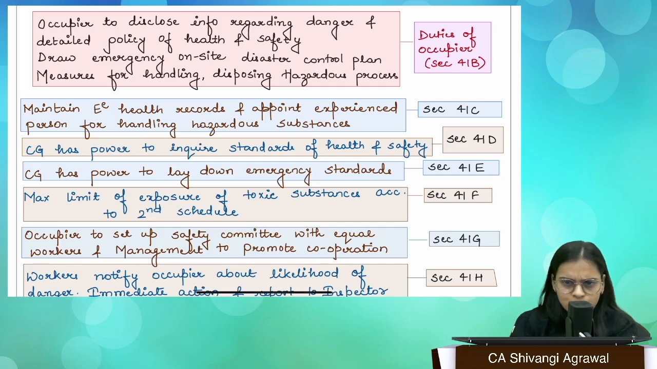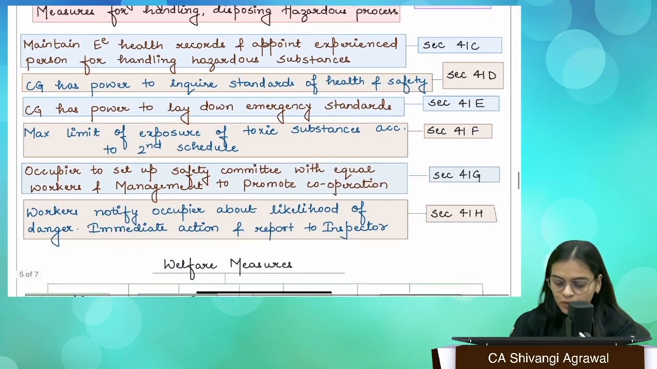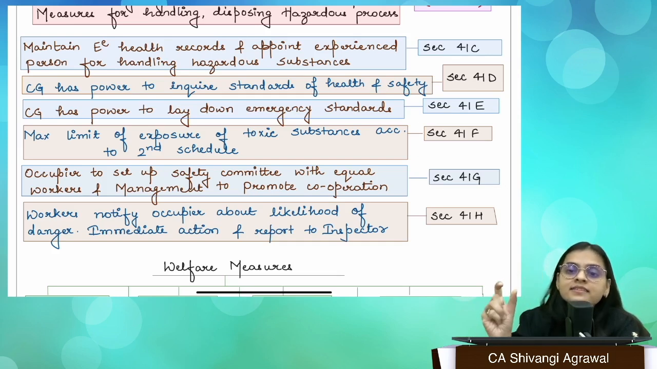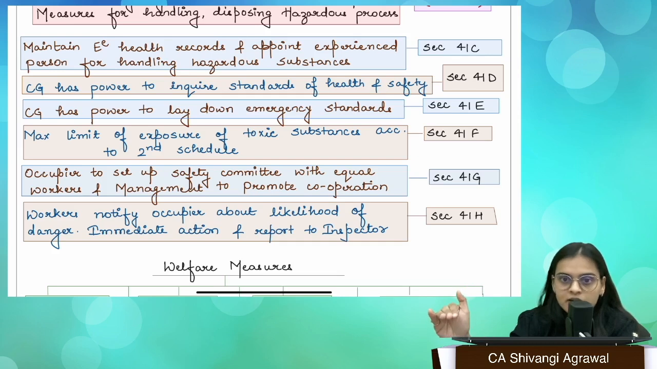So there are more things in detail. Then when we come to 41C, here we talk about specific responsibility of the occupier when we are talking about hazardous substance. So what he has to do is, he has to maintain health records, up-to-date health records of every employee, every worker. Okay, because they're exposed to harmful substances or toxic chemicals or whatever it be, right?